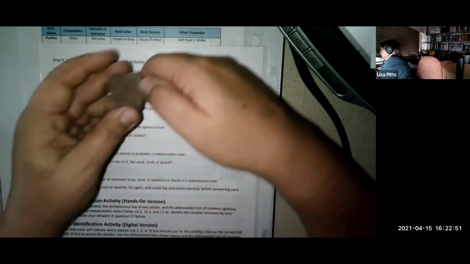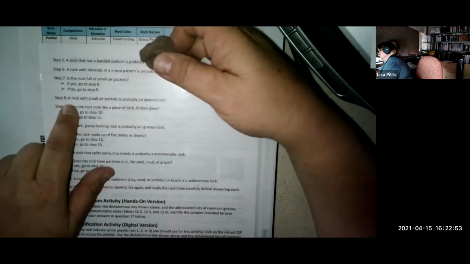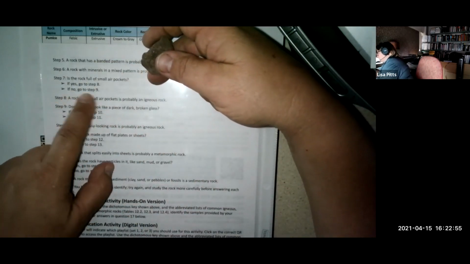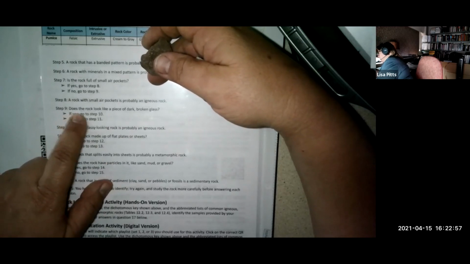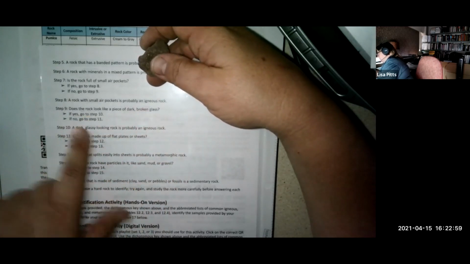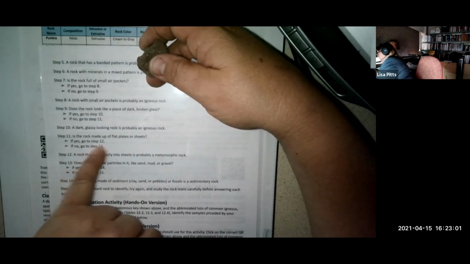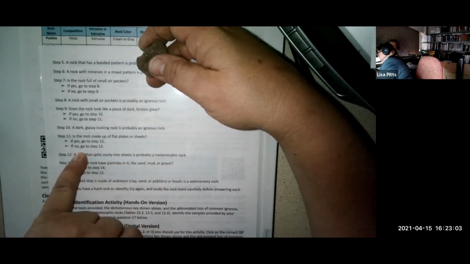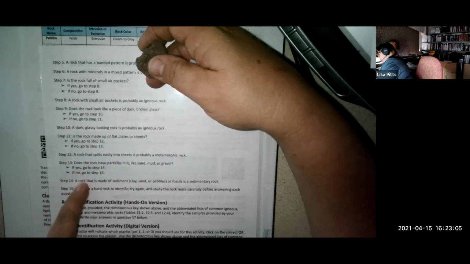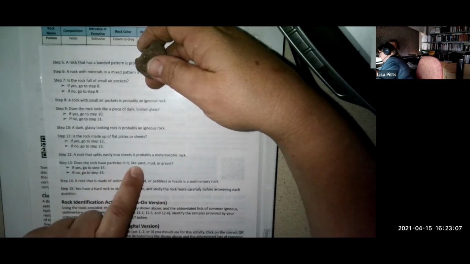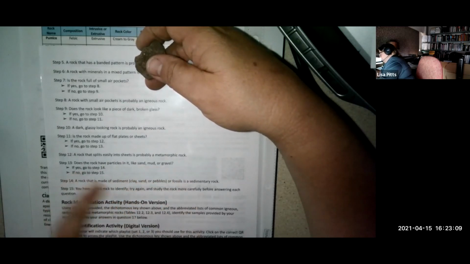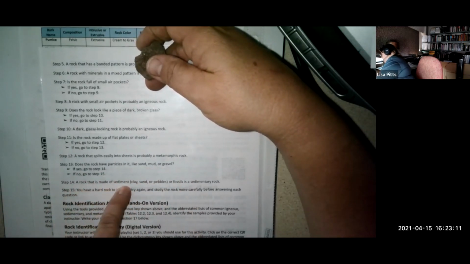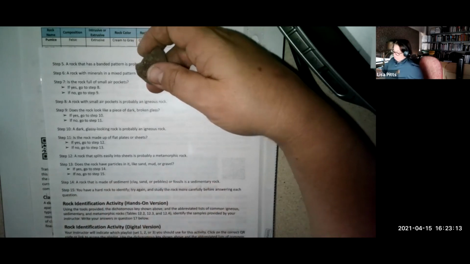Step 7 says, is the rock full of small air pockets? No, it's not. Go to step 9. Does it look like a piece of dark broken glass? No, go to step 11. Is it made up of flat plates or sheets? No, go to step 13. Is it made of sand, mud, or gravel? Sure. 14. A rock that is made of sediment is a sedimentary rock. So you just go through the list and do the best you can.